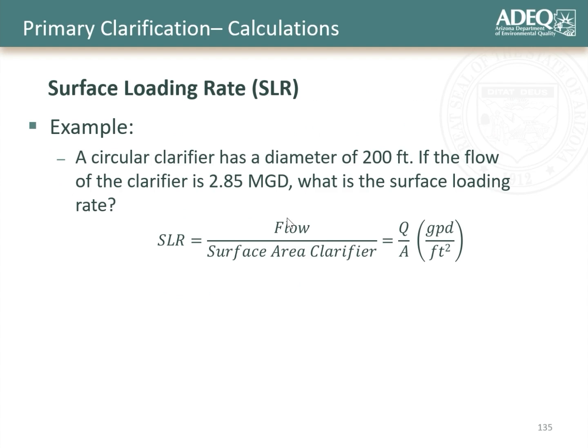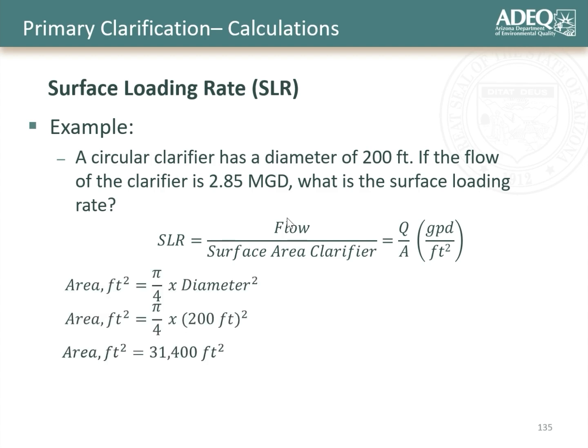So let's walk through an example. In this example, you have a circular clarifier with a diameter of 200 feet, and the flow to the clarifier is 2.8 million gallons per day. What is the surface loading rate in this example? Well, what do we know? First, we know that the diameter is 200 feet. We can use the area of a circle, which is pi divided by 4 times the diameter squared. In this case, pi divided by 4, where pi is typically 3.14.